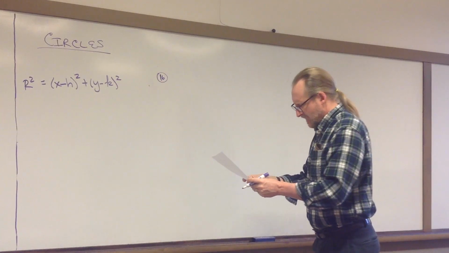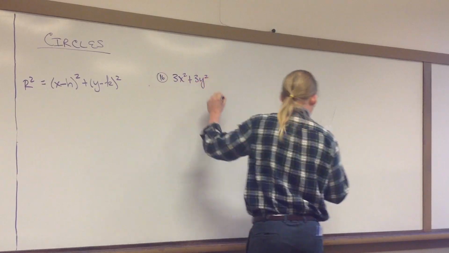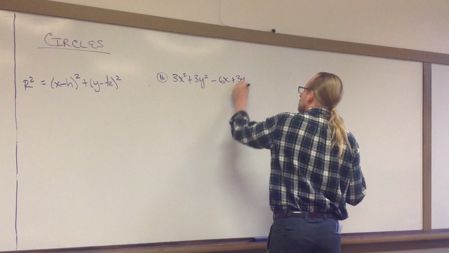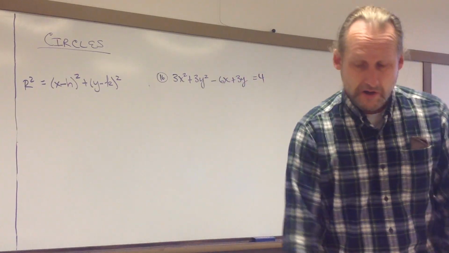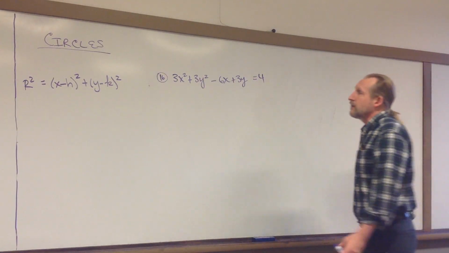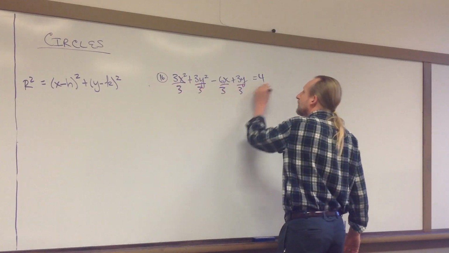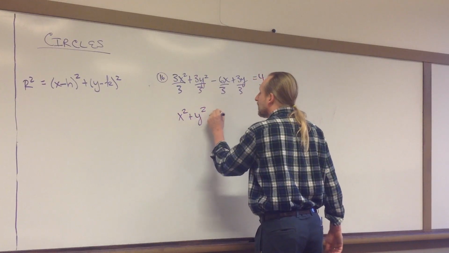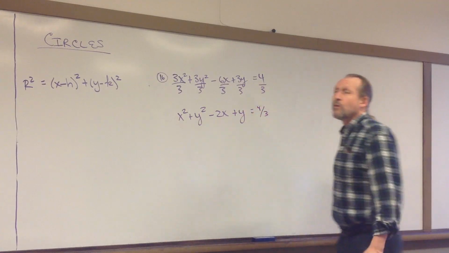So, problem 16: 3x squared plus 3y squared minus 6x plus 3y equals 4. Okay, so first thing I'm going to do here is divide out these 3's. So we've got to divide everything through by 3. So this will be x squared plus y squared minus 2x plus 1y equals 4/3.